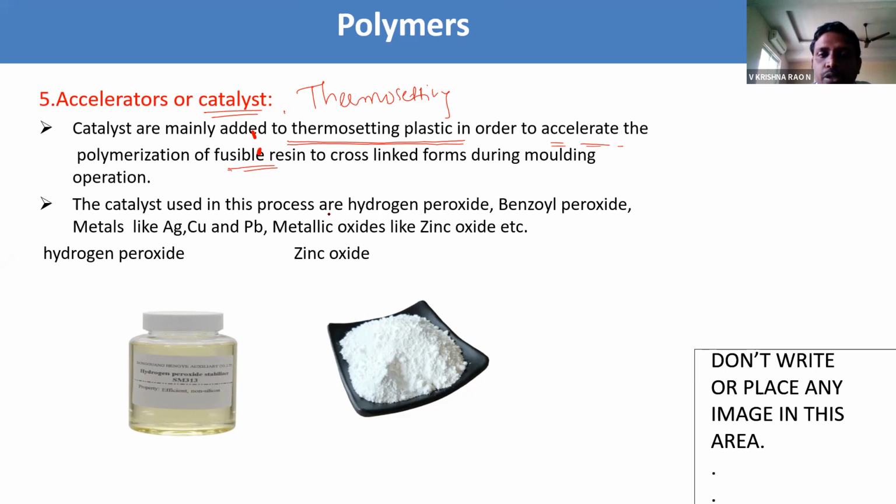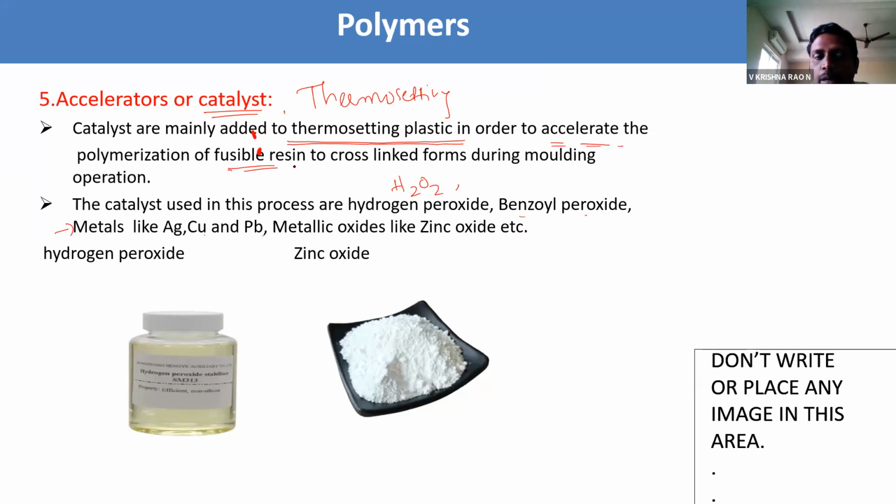The catalysts used in this process are hydrogen peroxide, H2O2, and benzoyl peroxide, and metals like silver (Ag), copper, lead (Pb), and metal oxides like zinc oxide, etc., are used as accelerators or catalysts.